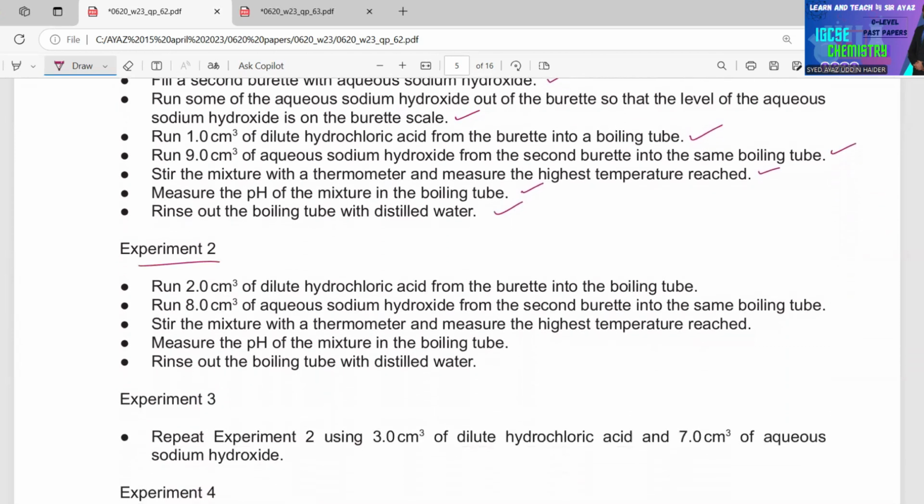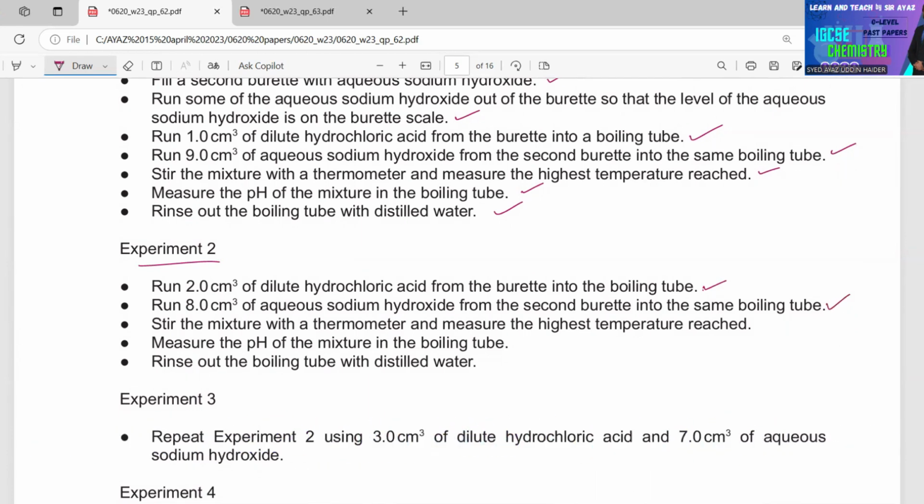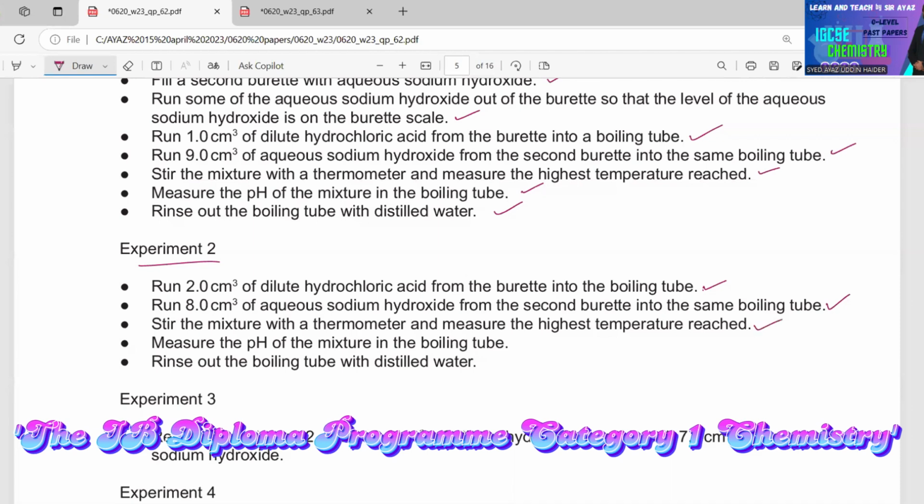Experiment 2. Run 2 centimeter cube of dilute hydrochloric acid from the burette into the boiling tube. Run 8 centimeter cube of aqueous sodium hydroxide from the second burette into the same boiling tube. Stir the mixture with the thermometer and measure the highest temperature reached. Measure the pH of the mixture in the boiling tube. Rinse out the boiling tube with distilled water.